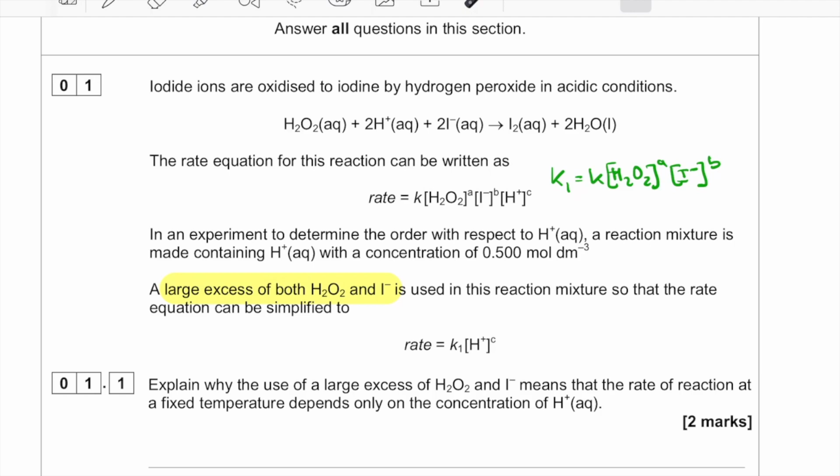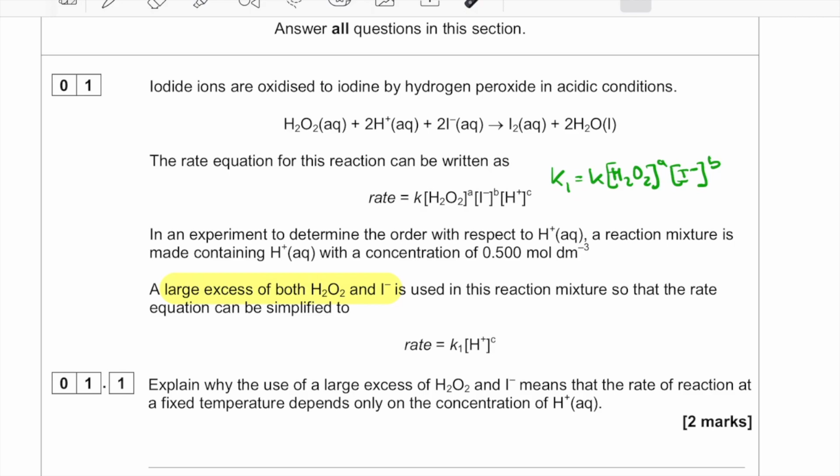So let's say they each have £1 million, but person C, our H+, still only has £1. Now, if A and B both spend £1, we've gone from £1 million to £999,999. In effect, the amount of money they have has hardly changed. The change is negligible. Whereas person C, which is H+ in this case, has spent all their money. They've gone from £1 to £0. And that is really what we're talking about when we say large excess with these reactants.